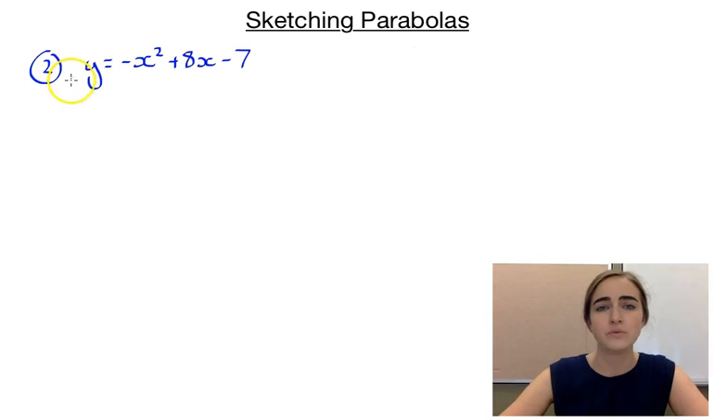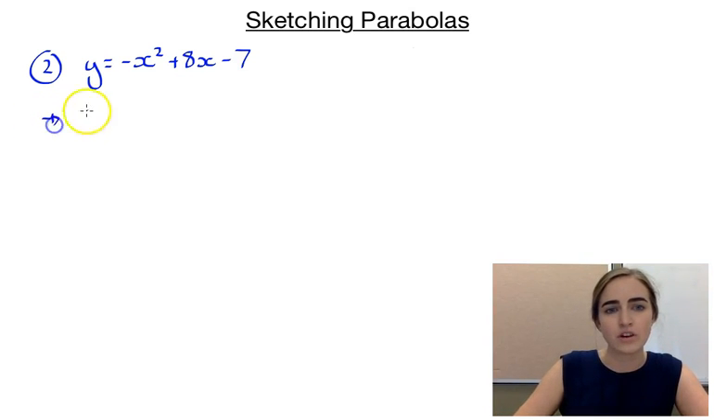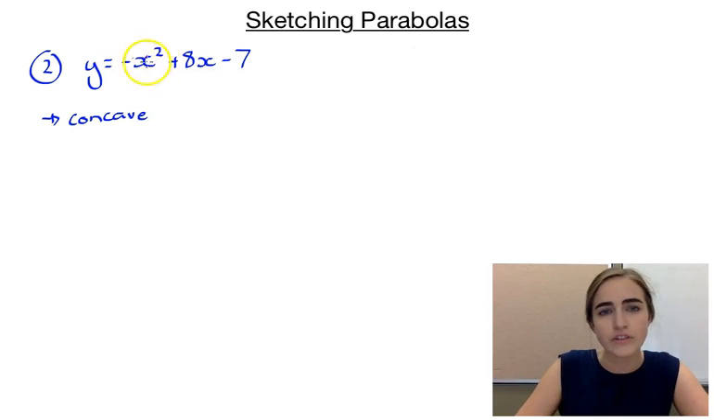Our second example, we have the equation y equals minus x squared plus 8x minus 7. So the first thing we do again is look at the concavity. Because the coefficient of that x squared term is negative this time, this parabola is going to be concave down. Then we can look at our intercepts.